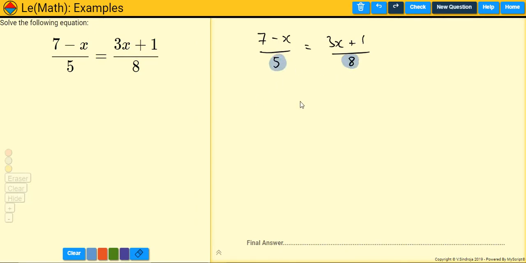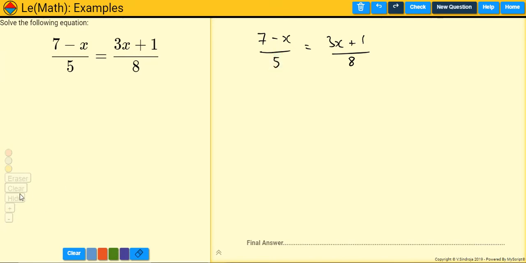Okay, we're going to try and get rid of the 5 and the 8. So let's start with the 5. How do we get rid of the 5? Well, what we need to do is multiply both sides by 5. That's what we're going to do.